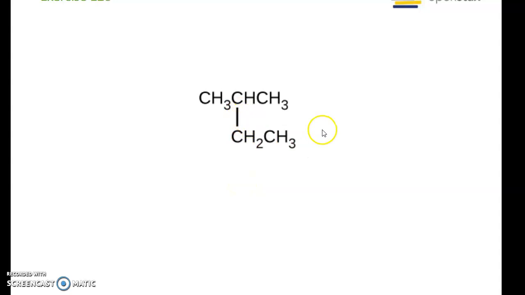Here what you have is this group right here, and this is your long chain: 1, 2, 3, 4, and you would count from this way to make this the second one. So this would be 2 methyl butane, right? 2 methyl butane.